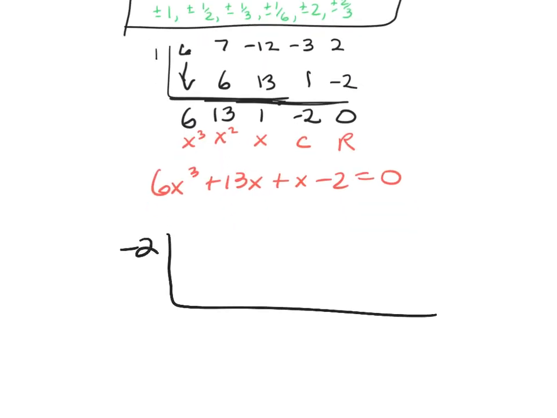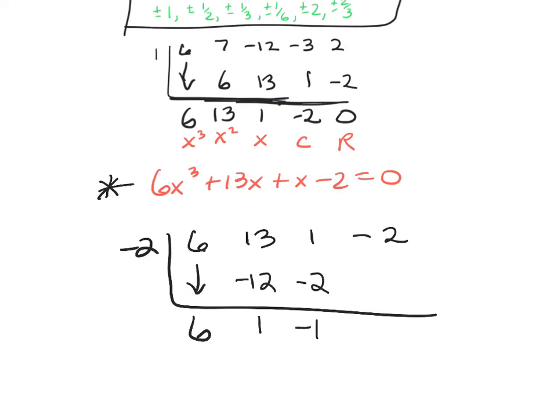Now, instead of going back to the original coefficients, I'm using these coefficients now. This is my new equation because remember, you're trying to get the power to decrease. So I'm going to use 6, 13, 1, and negative 2. Now let's see if we guessed. Okay, let's see. 6, bring it down, multiply, combine, and I got a remainder of 0.